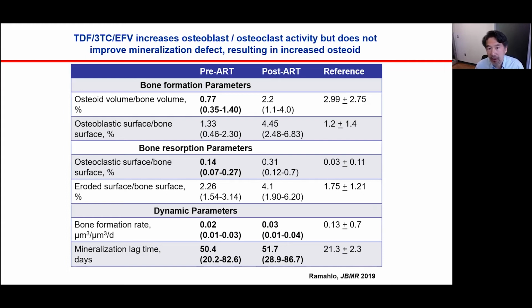After a year of tenofovir, 3TC, and FTC, we see that the parameters that indicate greater osteoblast activity have increased on the top. However, the dynamic parameters below, which show that the bone formation rate and the mineralization lifetime have not changed, demonstrate that there's still a problem with the full function of the osteoblast, that they're able to lay down the collagen, which accounts for the increase in the osteoid, but there is still a problem with mineralizing bone.